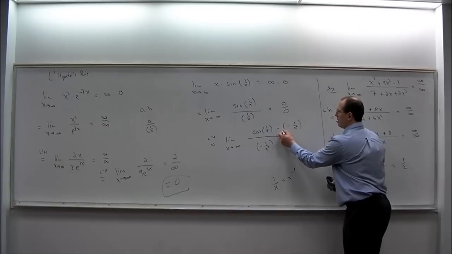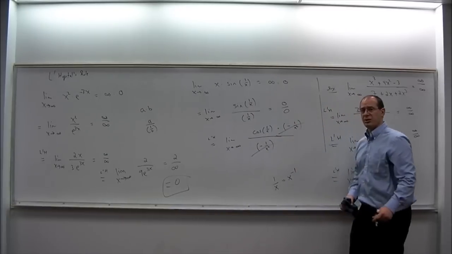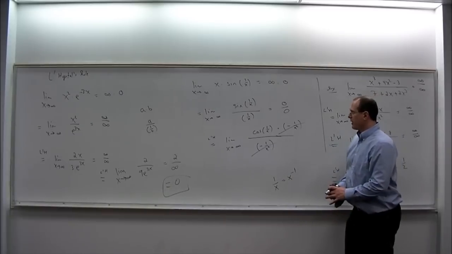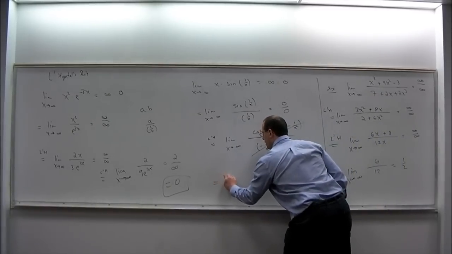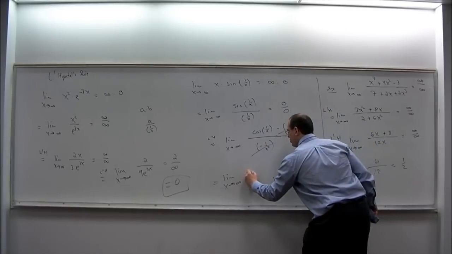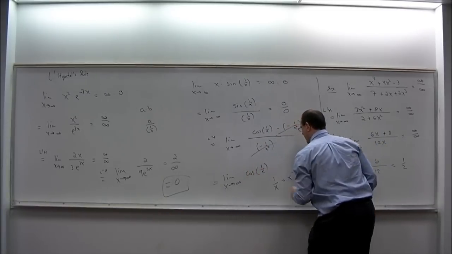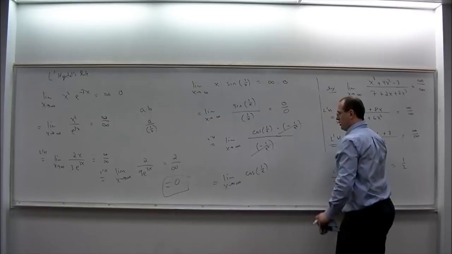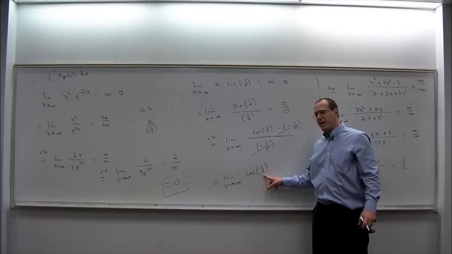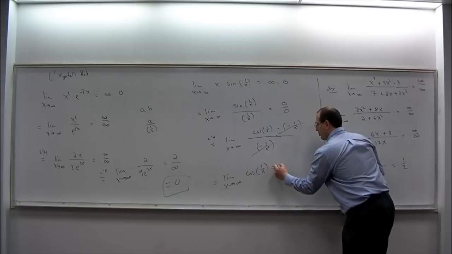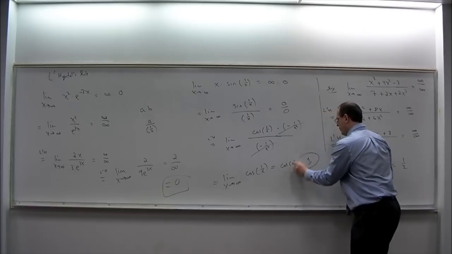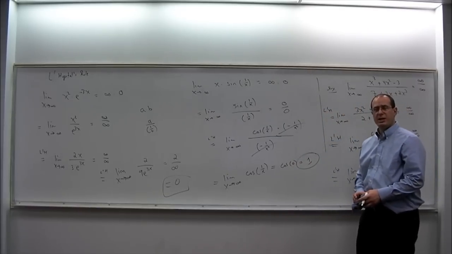And lo and behold, the negative 1 over x squared simply cancel. The quantity over itself cancels out. And our limit is now simply the limit of the cosine of 1 over x. And as x approaches infinity, 1 over x approaches 0, so we're getting the cosine of 0, which happens to be 1. So our limit is 1.